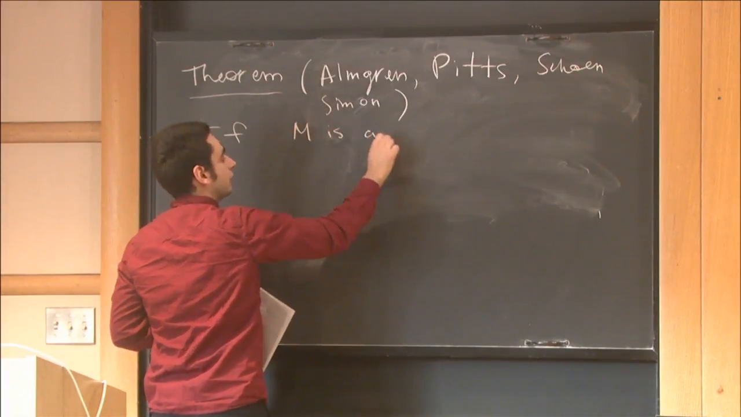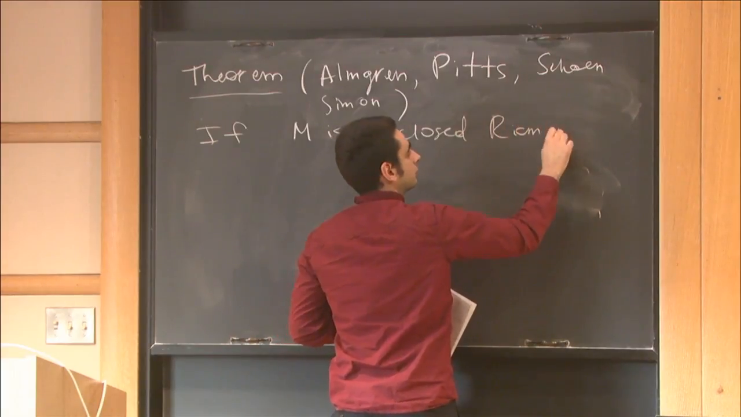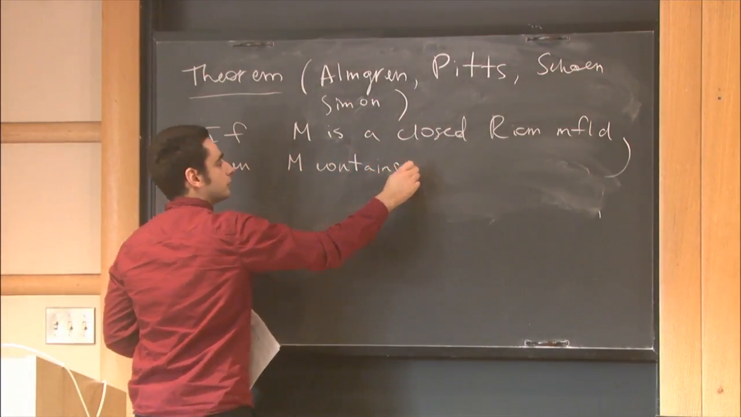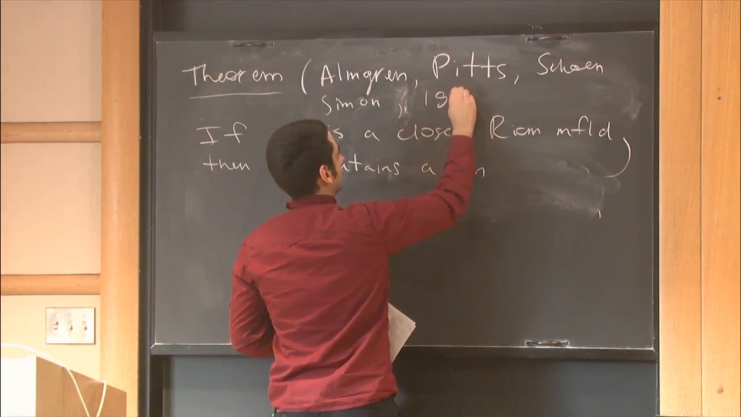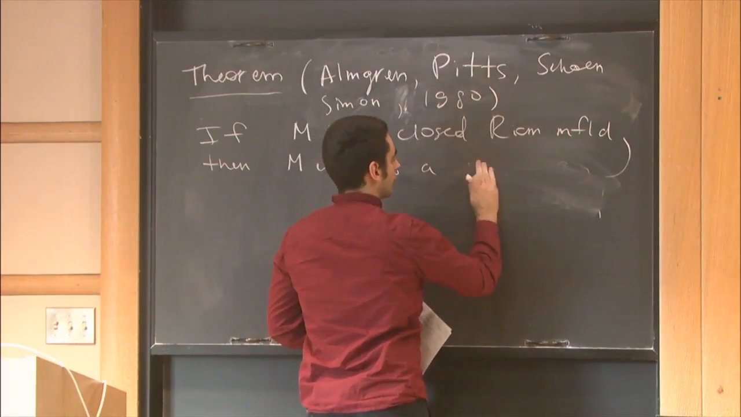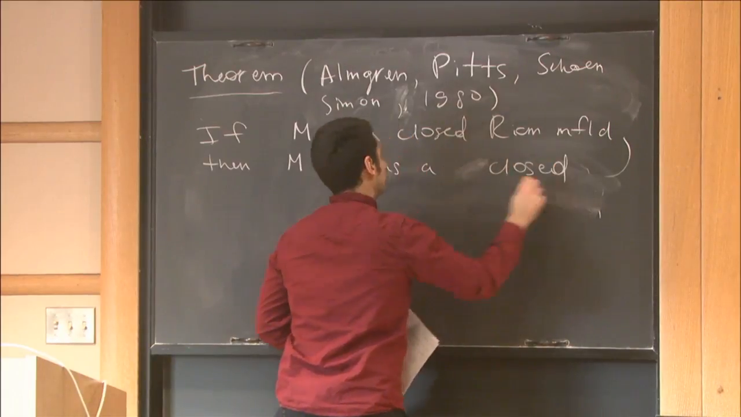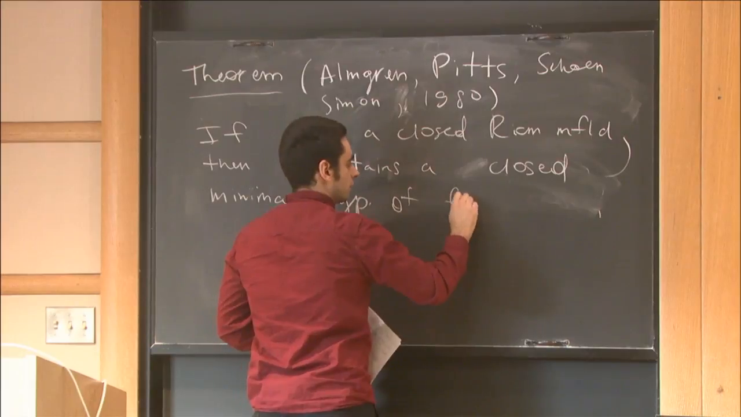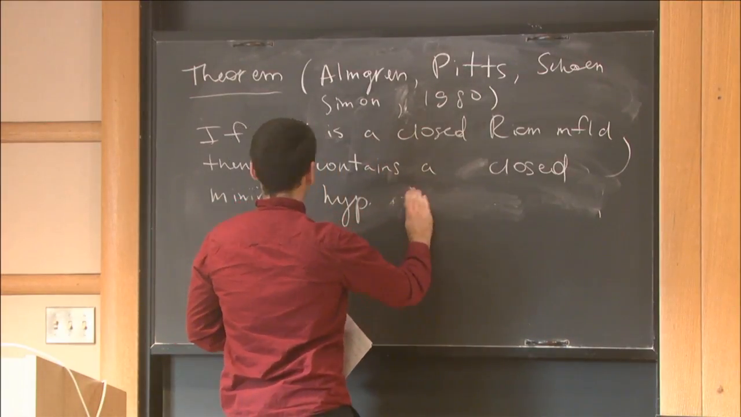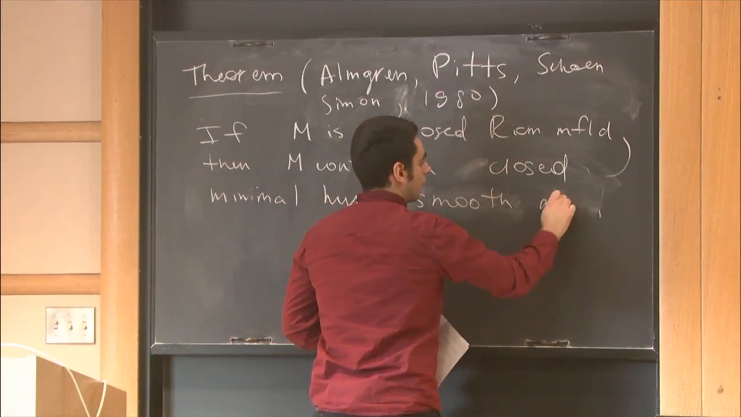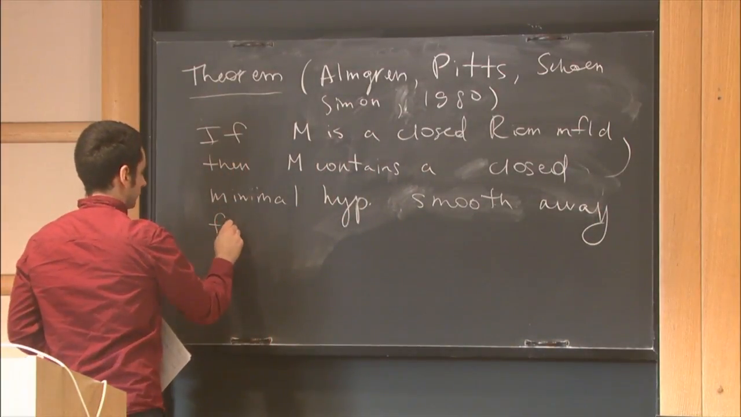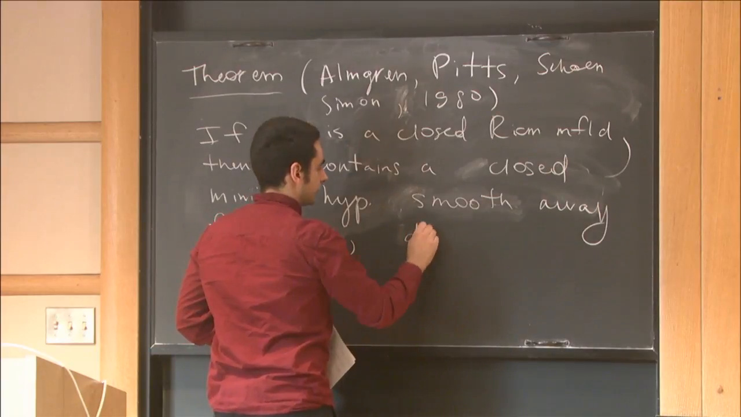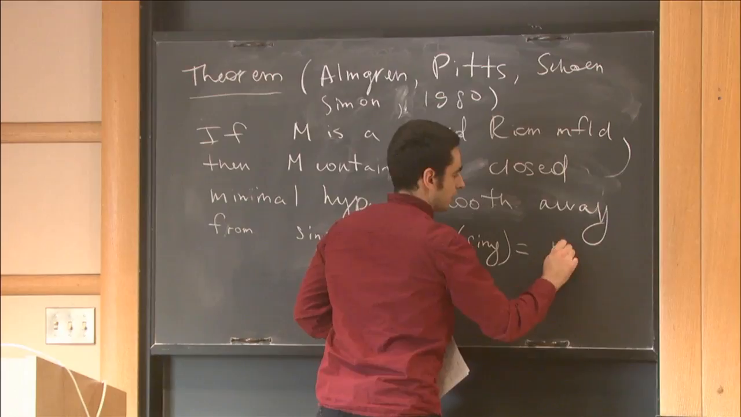If M is a closed Riemannian manifold, then M contains, so let me put the year here, a closed minimal hypersurface, finite, closed minimal hypersurface, which is smooth away from a singular set, with the Hausdorff dimension of the singular set equal to n minus 7.